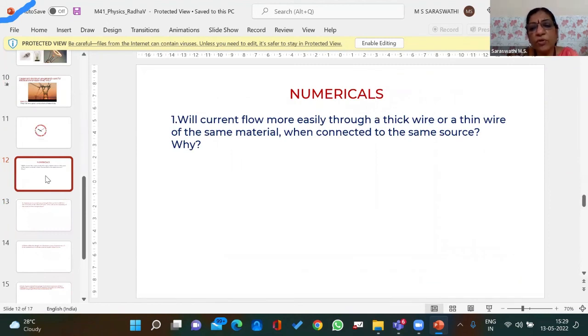Will current flow more easily through a thick wire or a thin wire? How will it flow? Resistance is directly proportional to length. So longer the length of the wire, more will be the resistance, right? And when connected to the same source, in which case will the current flow be more? Thick wire or thin wire? Thin wire.